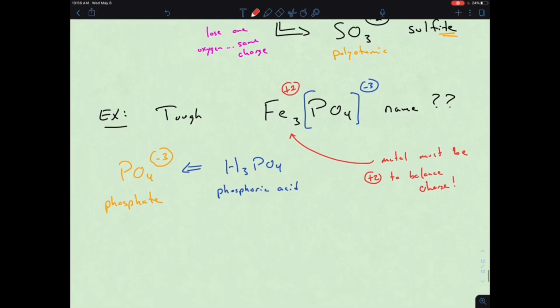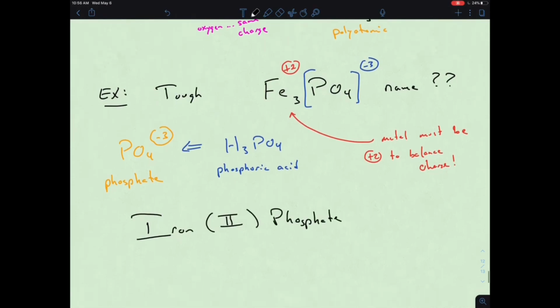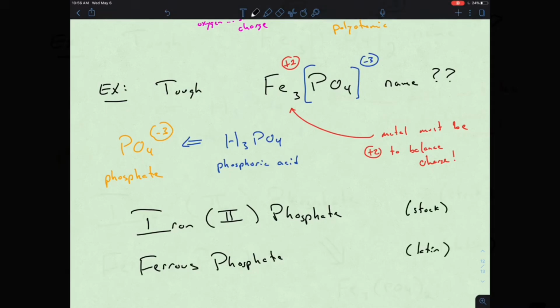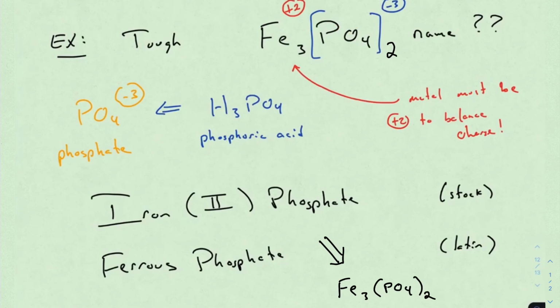So that means as far as our name, we could say we have iron(II) phosphate, or when we get fancy, we would say ferrous phosphate. Right here is our Stock system. Here is our Latin system, in terms of that nomenclature.